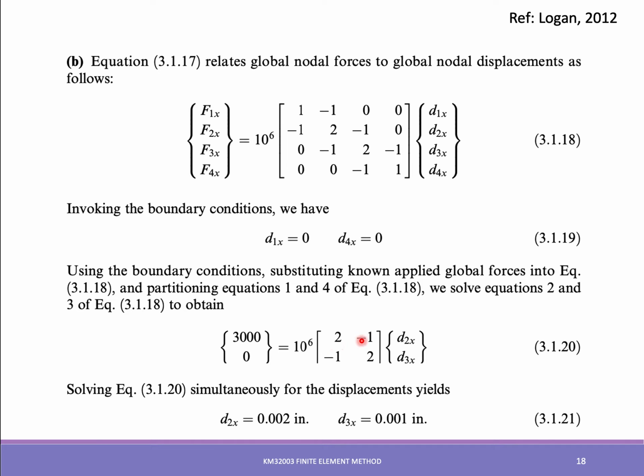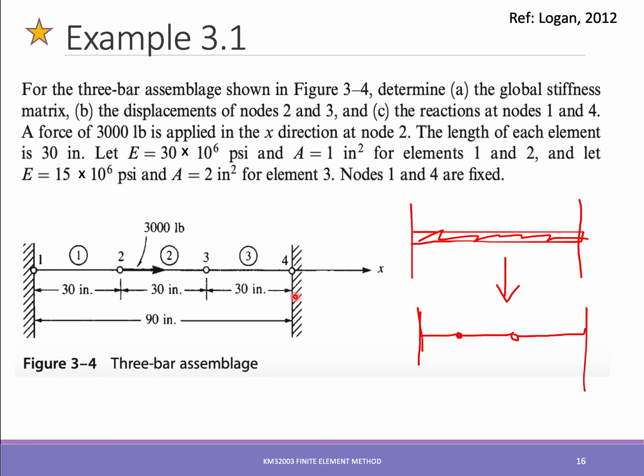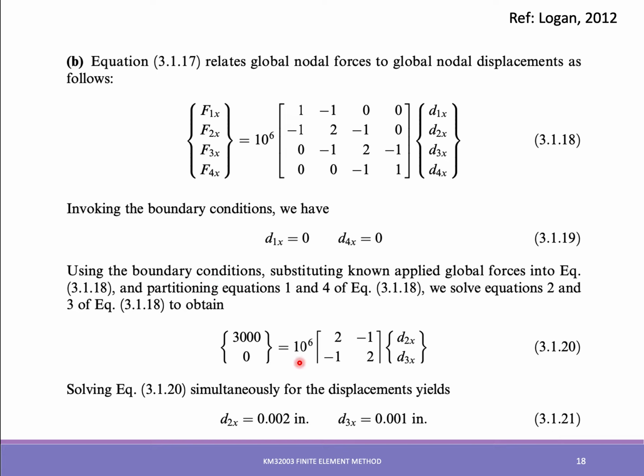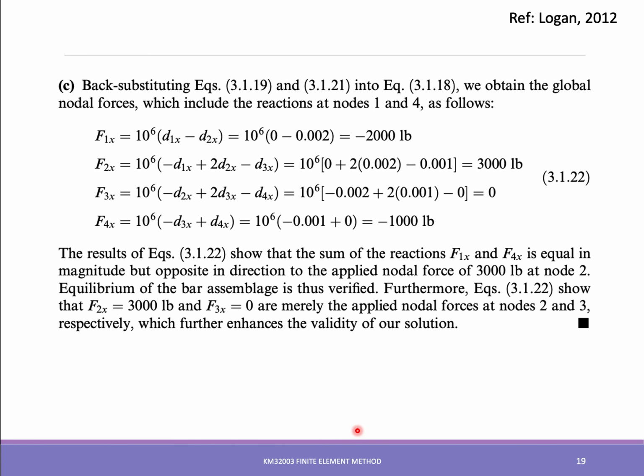So we write 2 minus 1 minus 1 2, for the second and third, D2 D3, and then for the second and third we look back again at the second node and third node. At the second node there are 3,000 pounds, and at the third node no forces act on it. So 3,000 and 0. Based on this matrix, you solve them simultaneously to get the displacement at node number 2 and node number 3. Once you get that, you can continue to solve for the rest of it, which is just mathematics, okay?